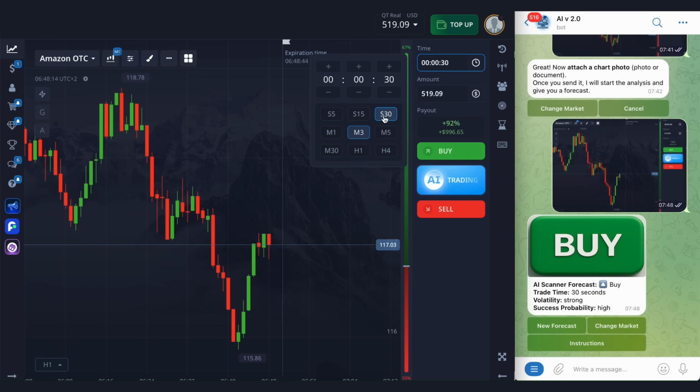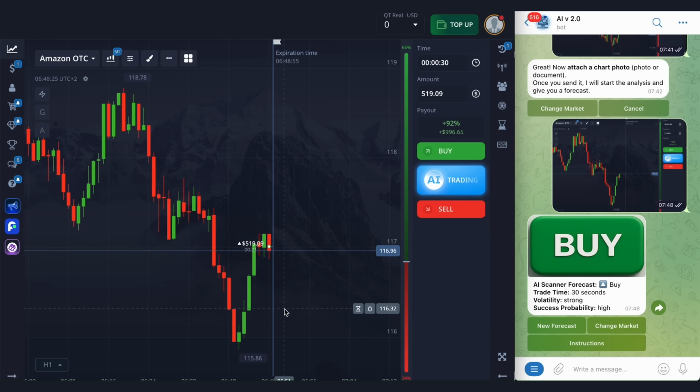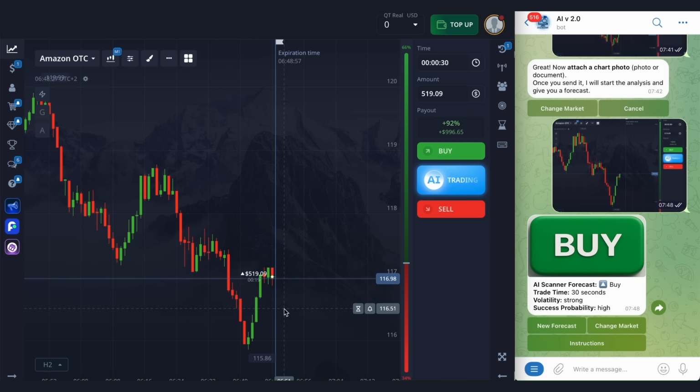Let's go ahead and set our timer on 30 seconds and execute a buy order for this trade. Prediction is that this is gonna be a strong volatility level trade with a success probability said to be high. All right, ladies and gentlemen, we're gonna hold on tight and see how this is gonna play out with 18 seconds left on our timer.